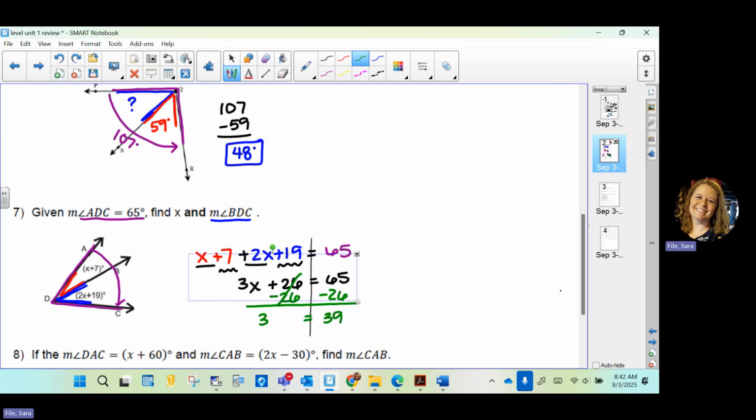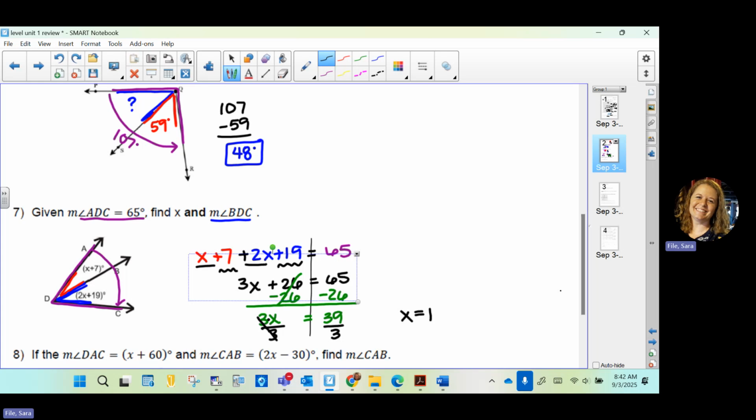I've got just the 3x left over here. And then to get rid of that coefficient of 3, that's 3 times x, so the opposite is divide. So I'm going to divide out the 3. 39 divided by 3 is 13.